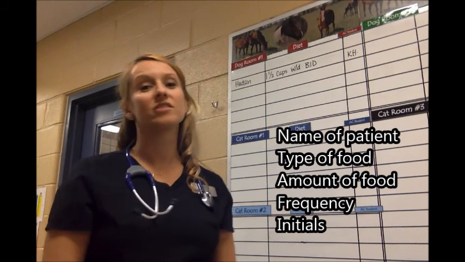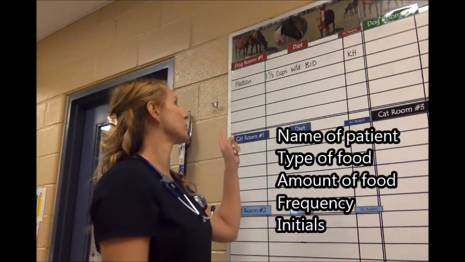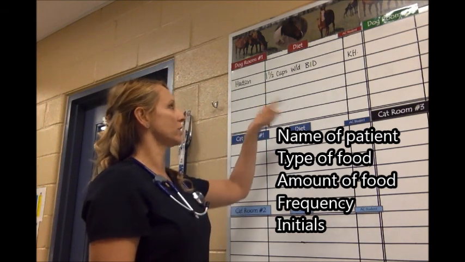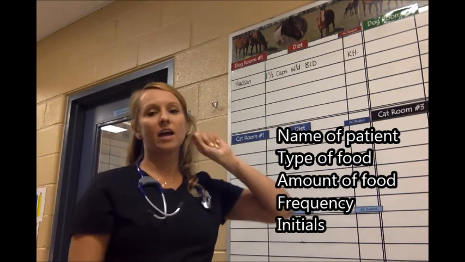Once you have your calculations, you're going to fill it out on the food board with your patient name, the amount of food, the type of food, how often, and your initials.